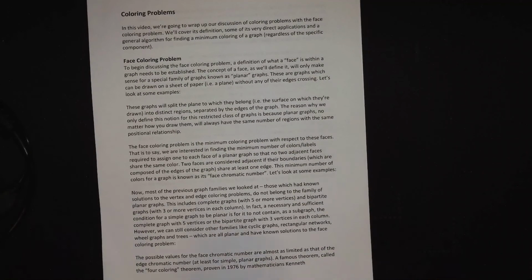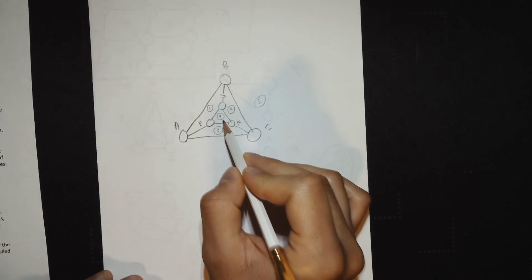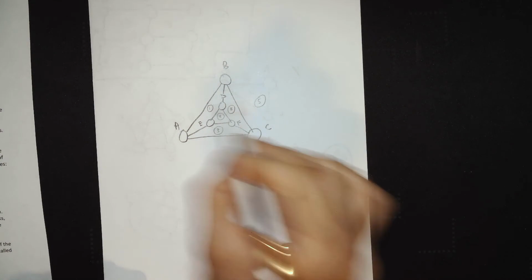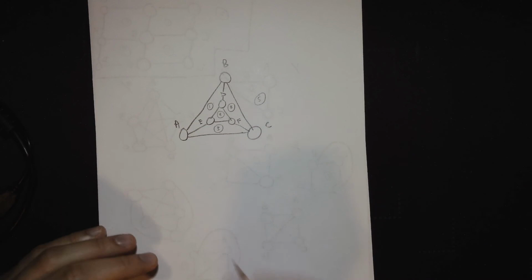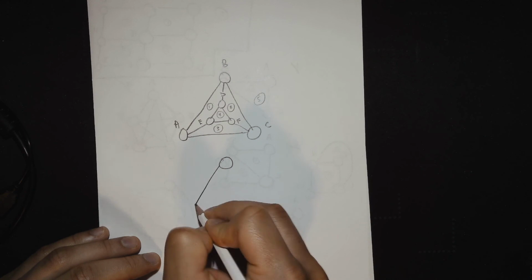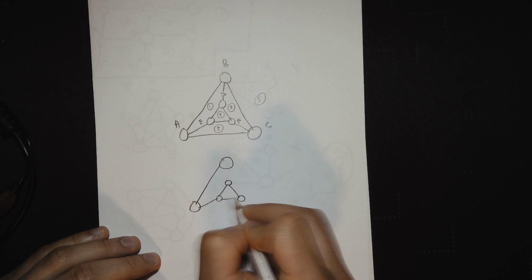Anyway, again, the face coloring problem is the minimum coloring problem with respect to these faces. We want to know the least number of colors required to assign one to every face of the planar graph such that adjacent faces have different colors. We call that number, the minimum number of colors for a graph, the face chromatic number. So what would be the face chromatic number of this graph? Well, let's redraw this.